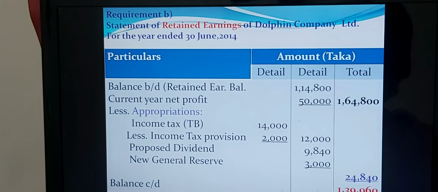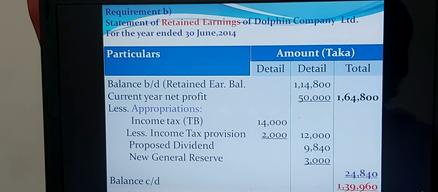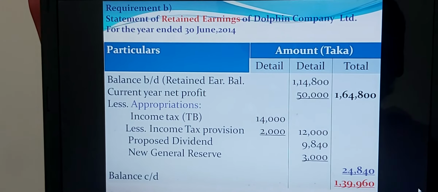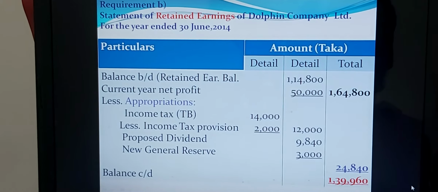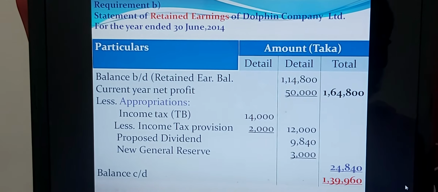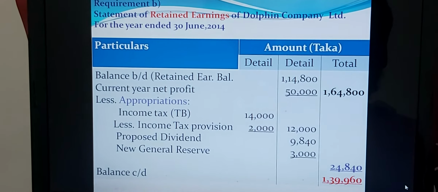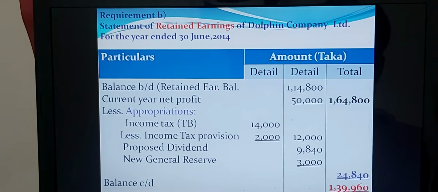Only 2 items are available in trial balance as appropriations, but there are another 2 adjustments for taking appropriations in retained earnings statement. Adjustment number 6, dividend to be proposed on share capital at the rate of 3%. Now you can go to the trial balance. Share capital of taka 3,28,000. 3,28,000 into 3%. What is the amount? This is the amount of 9,840. You have to write it directly in middle column in retained earnings statement.